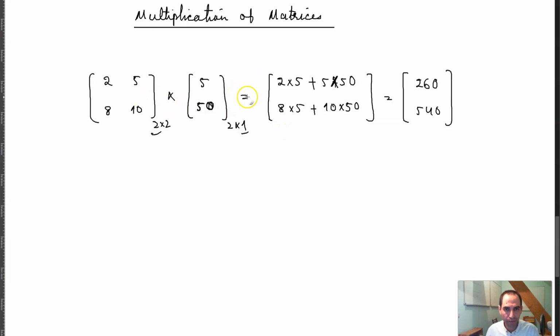And then, of course, there are a couple of rules that say that the number of columns of the first matrix has to be equal to the number of rows of the second matrix. If that's the case, then the two matrices can be multiplied. But the problem is that you don't really know why you do this.